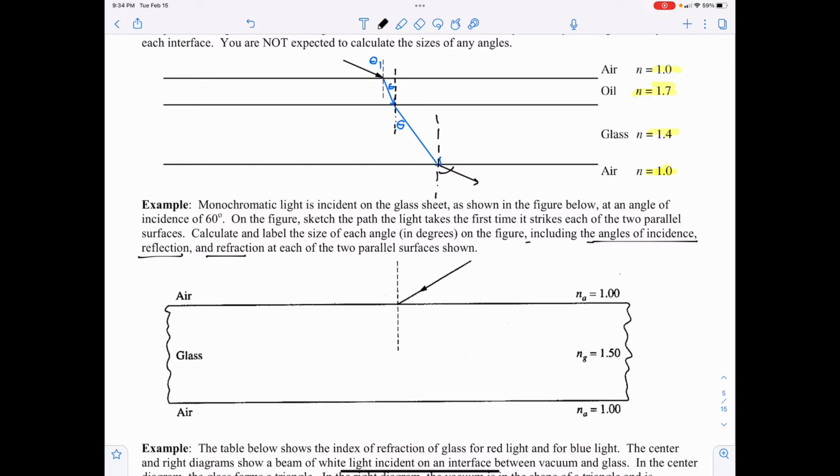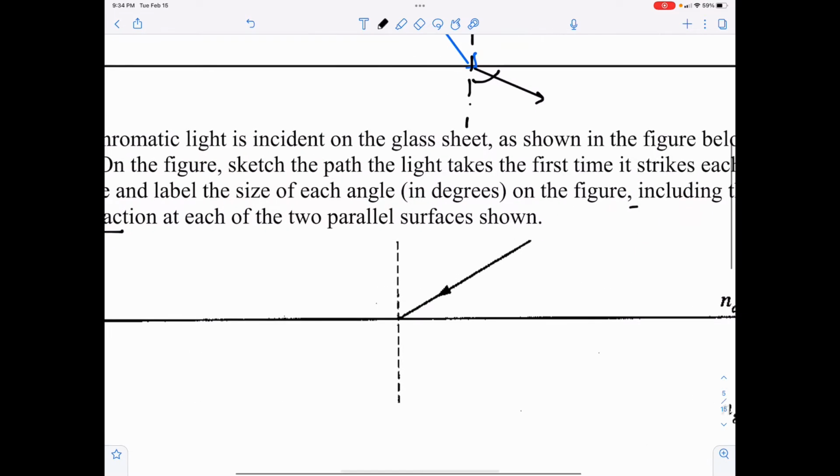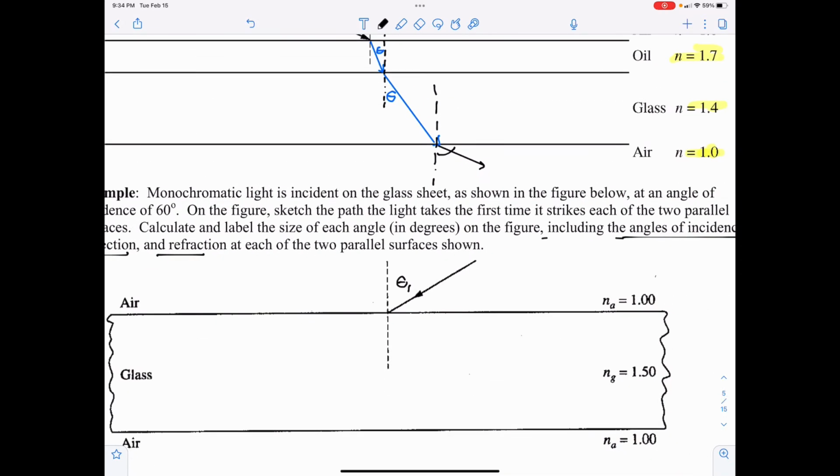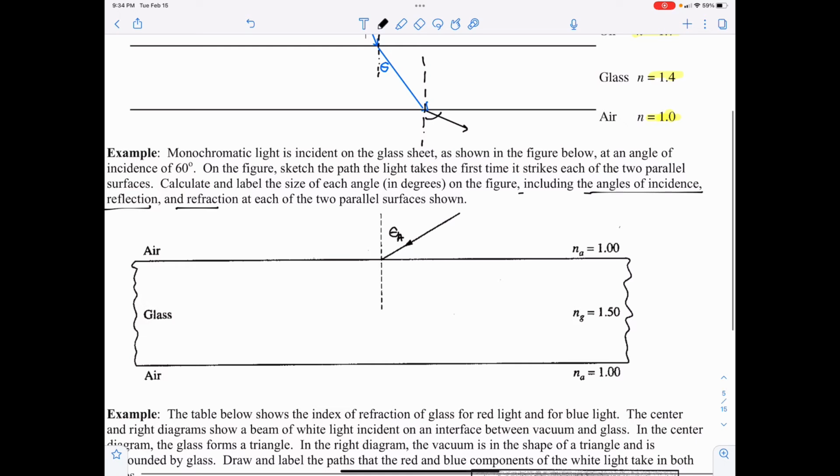So we're going from an index of refraction of 1 in air to 1.5 in glass. Okay, so here we go. The first one is theta 1, which I'm going to call theta A for theta air. And it's going to bend closer to the normal, just like that. There's my theta glass.